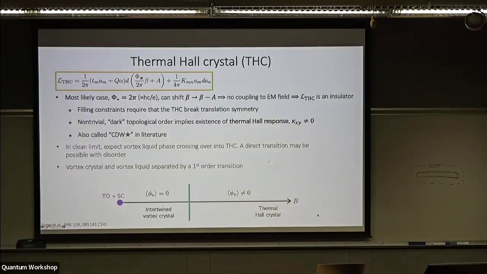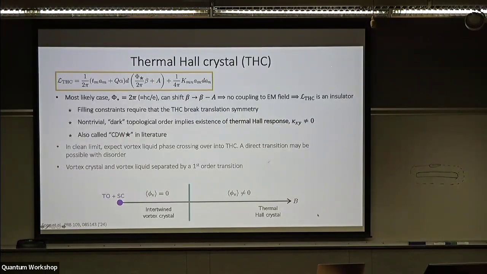But unlike these cases, it has no sort of Hall response, but there is still topological order. And that is implying that it has a thermal Hall response. So you could say it's dark topological order. And I think by Yahui Senthil, this has been called a CDW star before.